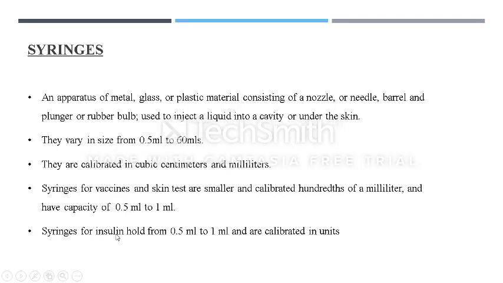Syringes for insulin hold from 0.5 to 1 ml and are calibrated in units. So in case you are asked to administer insulin to a patient, think of how many units, not how many mils, because they are calibrated in units. So go and give 5 units of insulin to a patient, 3 units of insulin to a patient.